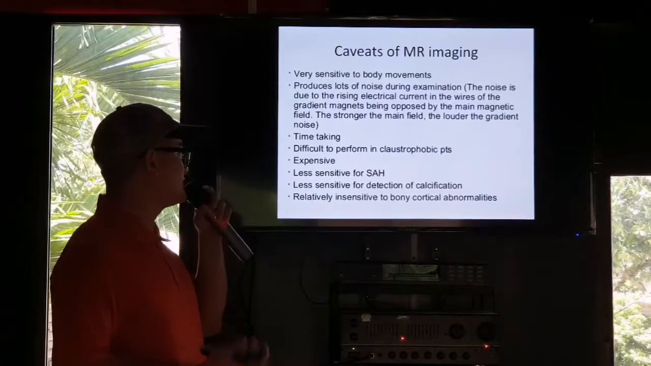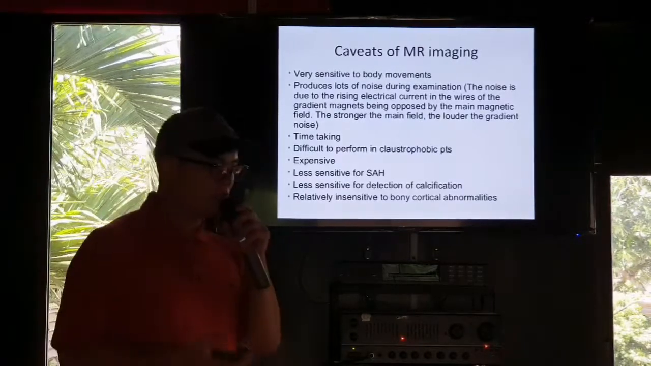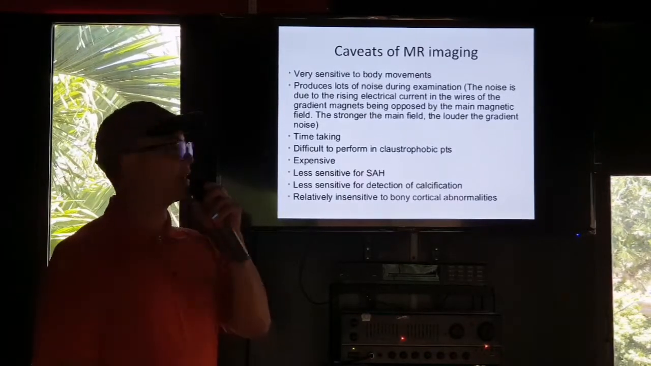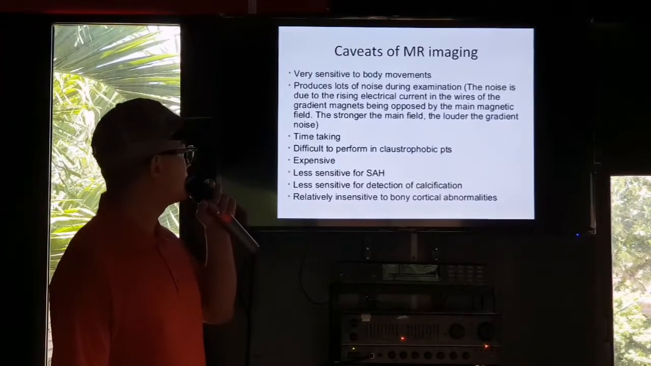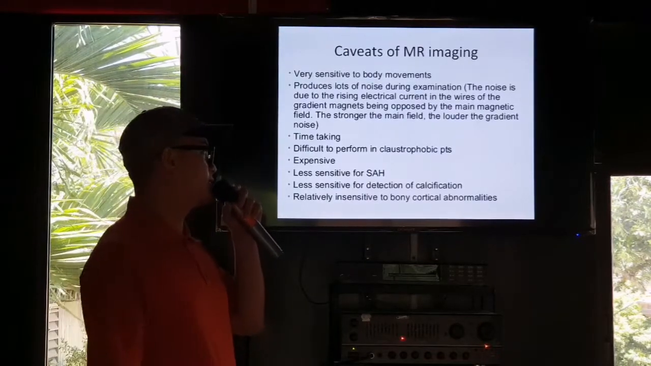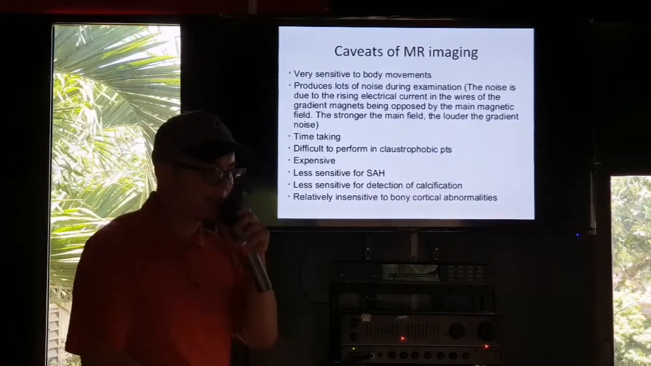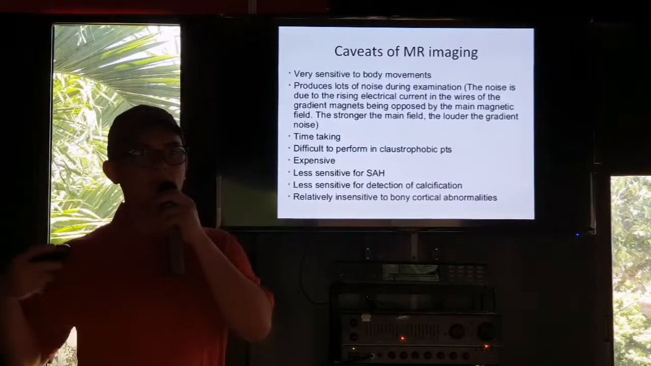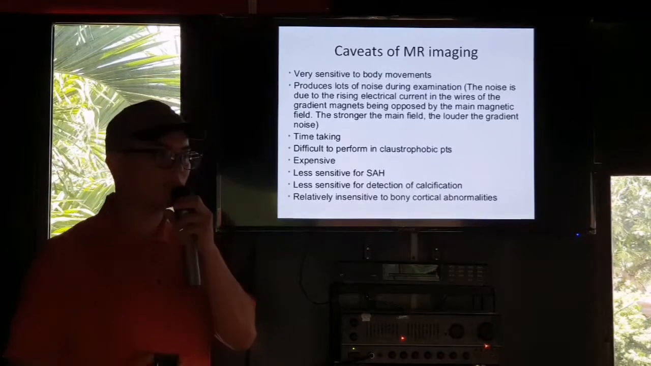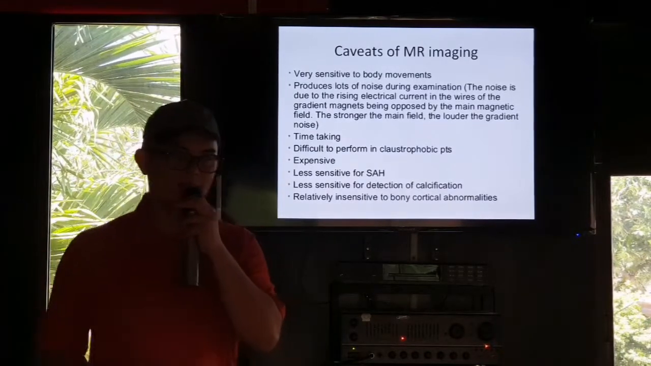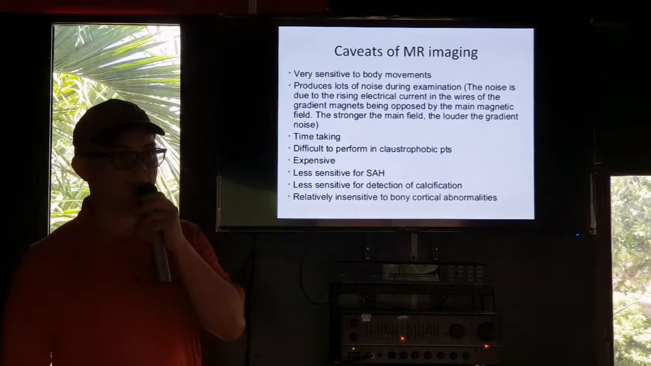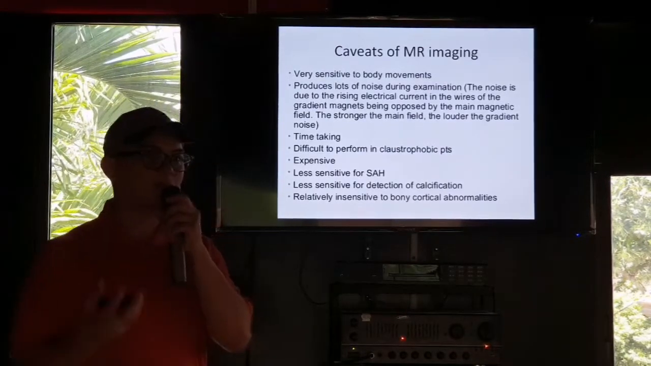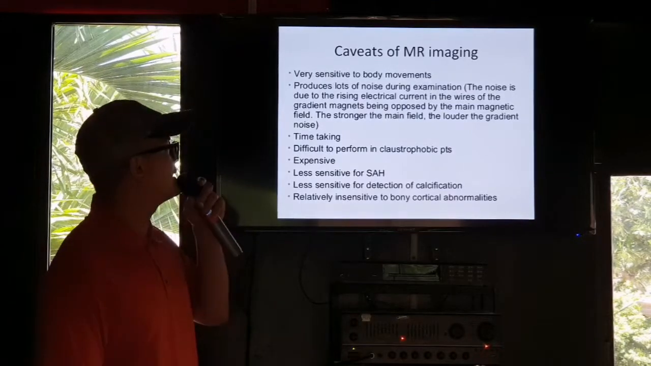Sometimes it is less sensitive for detection of calcification. Why? Because calcification is better picked up by CT scan. And it is relatively insensitive to bony cortical abnormalities. So like I said, MRI, better for soft tissue. If you want to evaluate bone, you are better off with CT scan, because the CT scan will produce better bony detail.